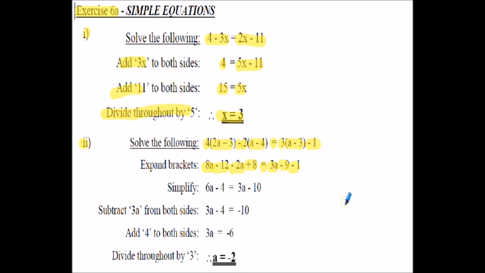If I bring my like terms together, on the left hand side 8a take away 2a is 6a, and minus 12 plus 8 is minus 4. On the right hand side I get 3a, and then minus 9 minus 1 is minus 10. If I now subtract 3a from both sides, I will get 6a take away 3a on the left hand side gives me 3a, so 3a minus 4 is equal to minus 10 on the right hand side. And if I add 4 to both sides, I will get 3a is equal to minus 6. That's a minus 10 plus 4. Dividing both sides by 3, a is equal to minus 2.